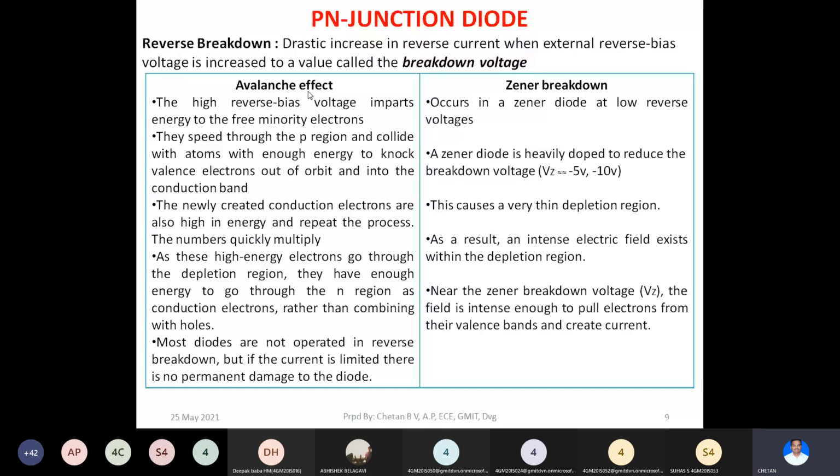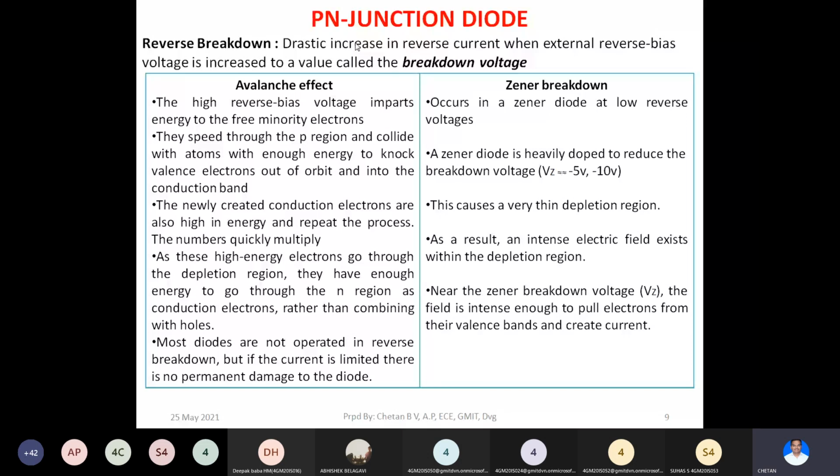In the avalanche effect, the reverse breakdown current initially begins with high energy gained minority carriers. These high energy minority carriers collide with other atoms and release multiple carriers, and in turn carrier multiplication takes place and very high current flows in the reverse direction. That is the avalanche effect. One more effect is Zener breakdown.